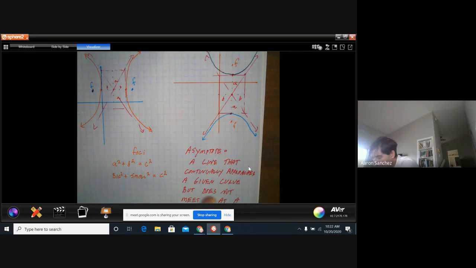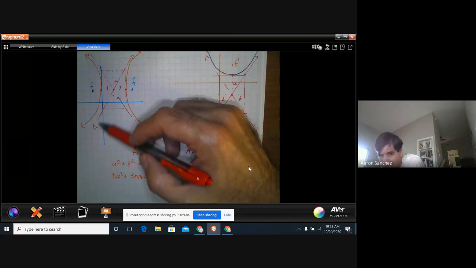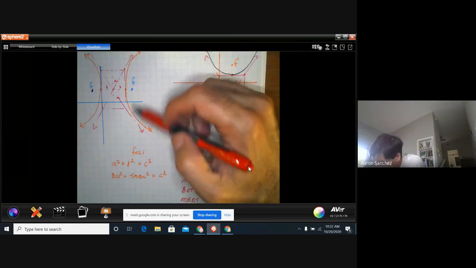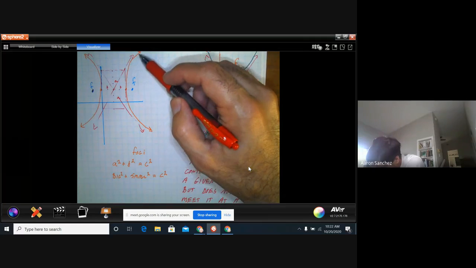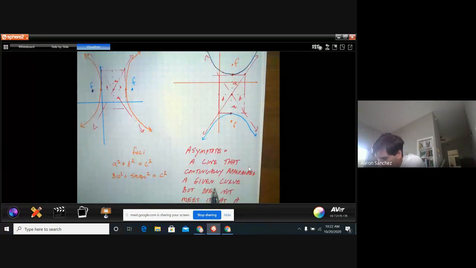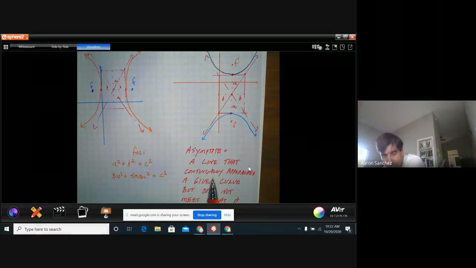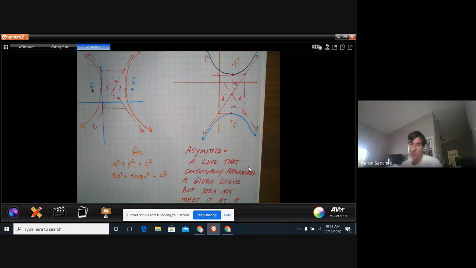And then let's talk about the asymptote. You don't have to write the definition for the asymptote. I'm assuming you have already heard the term asymptote, but these little lines right here, those are asymptotes. The hyperbola is going to come very close to that asymptote, but it'll never touch. An asymptote is a line the graph can never cross, but it always approaches. A line that continually approaches a given curve, but does not meet it at a finite distance. It'll never touch or cross the asymptote.